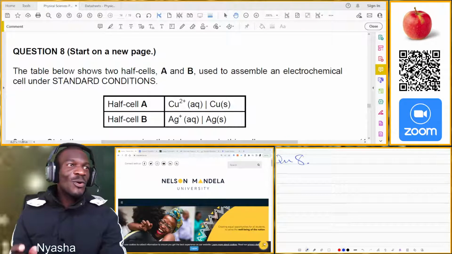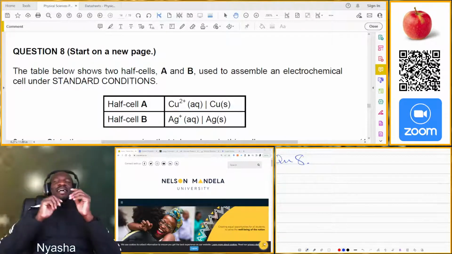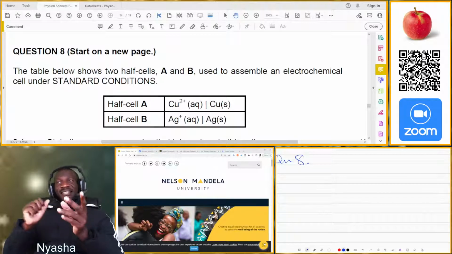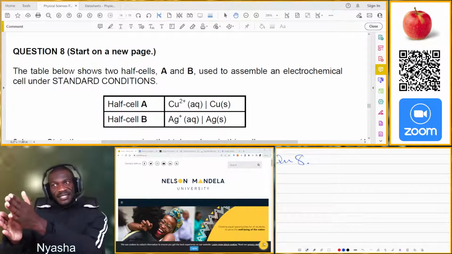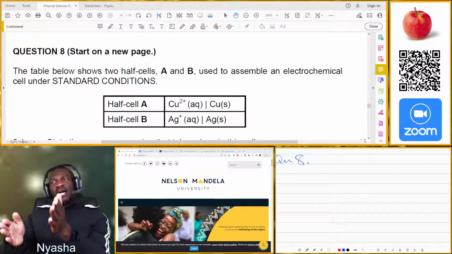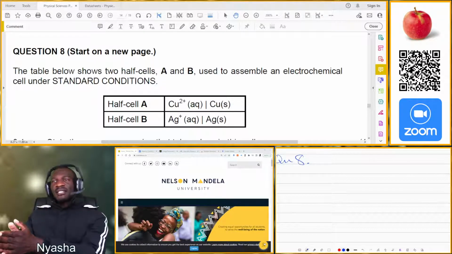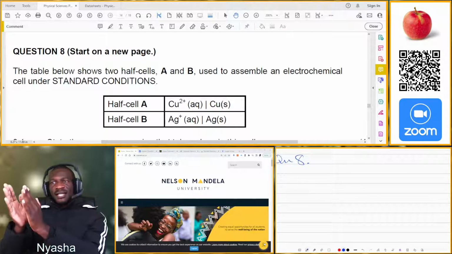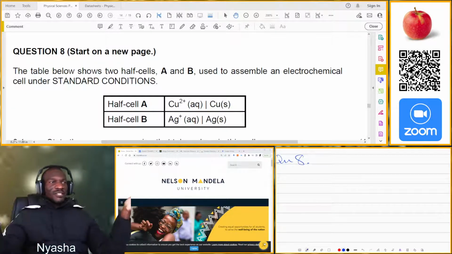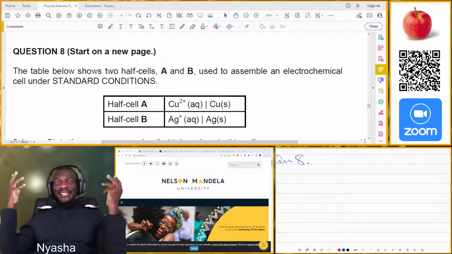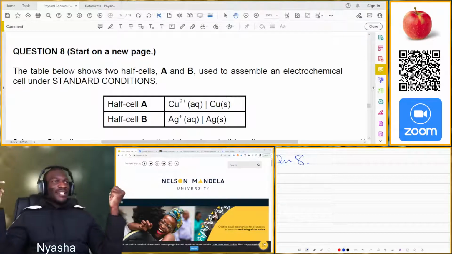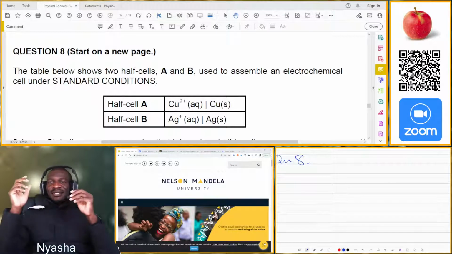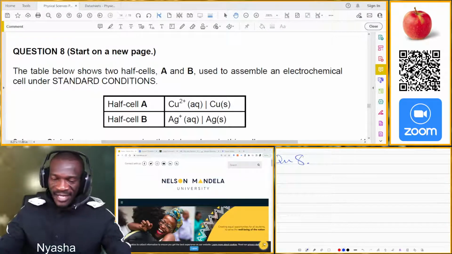Okay, so which type of cell is this? We have been given two half cells. The interface, as we can see, is an interface between copper ions and the copper metal. The same applies to another interface between silver ions and the silver metal. So we are obviously looking at, is it a galvanic or an electrolytic cell? This is obviously a galvanic cell.